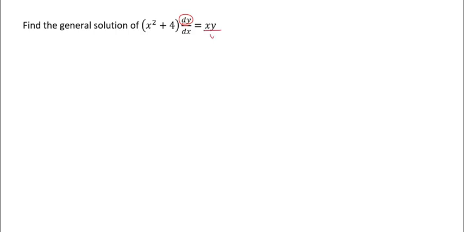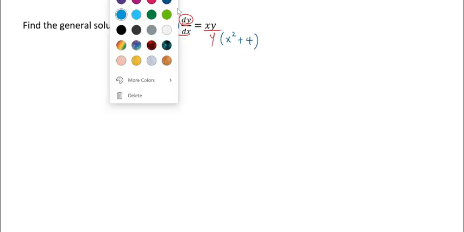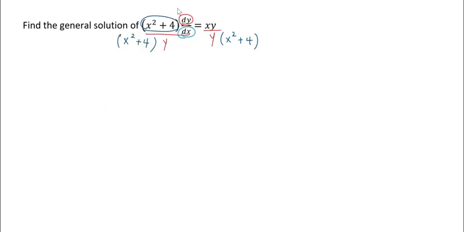So I do not want this y on the right side, so I'm going to divide both sides of the equation by y. And I also do not want this x squared plus 4 to be on this side, so I'm going to divide both sides by x squared plus 4. And then I'm also going to move this dx. I don't want this dx to be on the left side of the equation, so I'm going to multiply both sides of the equation by dx. So I've done three things all in one step, which leaves me with the equation that would cancel out.